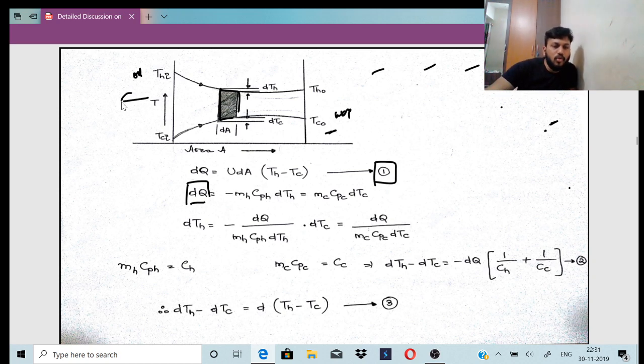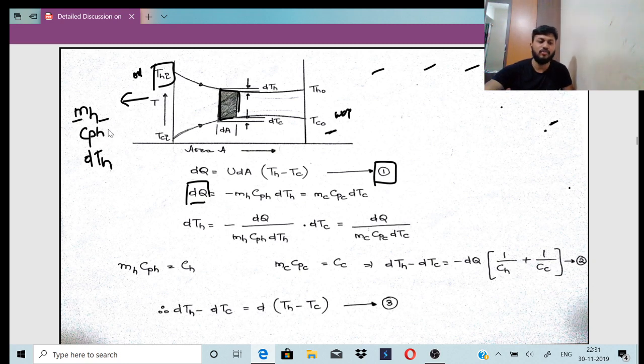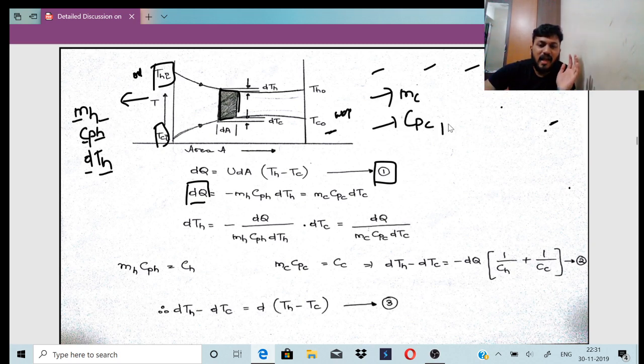So in the hot fluid, what is there? Hot fluid has a mass mH, it has a specific heat Cph, and it has a difference in temperature dTh. Right? Hot fluid has a mass flow rate mH. M of H is the mass flow rate of hot fluid. It has Cp of H, that is the specific heat of a hot fluid, and dTh, that is the temperature difference of a hot fluid. So similar to hot fluid, even cold fluid will have its mass flow rate mc, its specific heat Cpc, and its temperature change dTc.